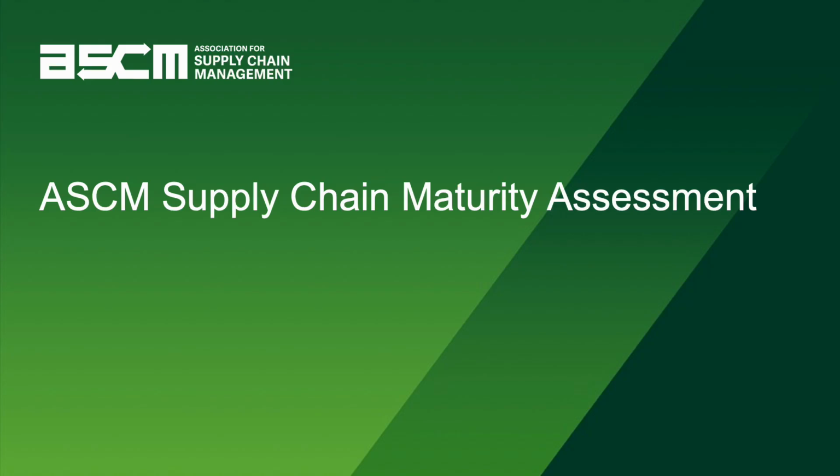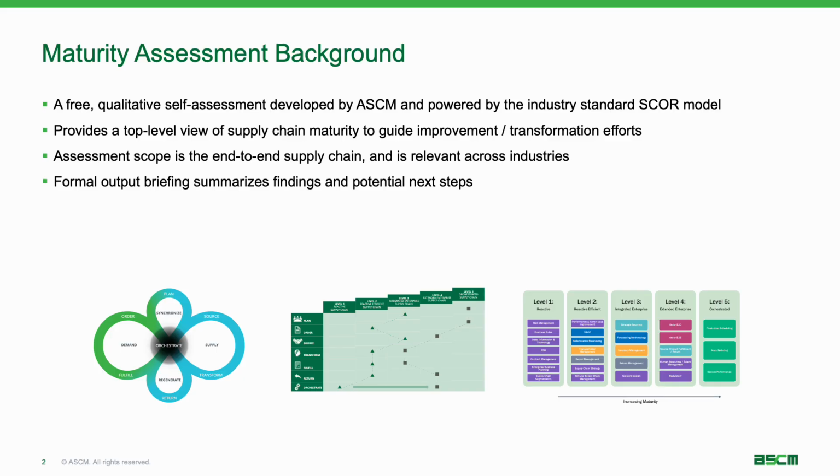Welcome to the ASCM Supply Chain Maturity Assessment, our free score-based self-assessment designed to help organizations large and small focus their supply chain improvement efforts. The Maturity Assessment provides a top-level view of supply chain maturity across the 7 major process areas in the SCORE model: plan, source, order, transform, fulfill, return, and orchestrate.